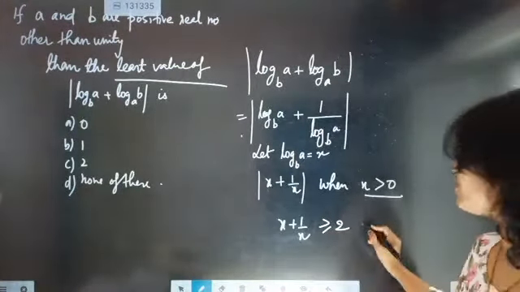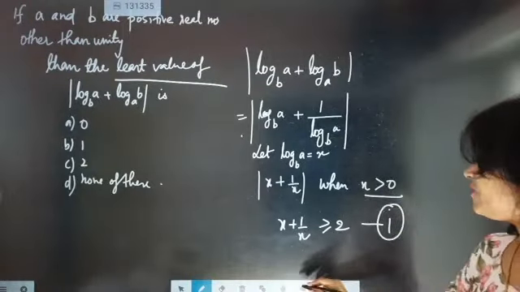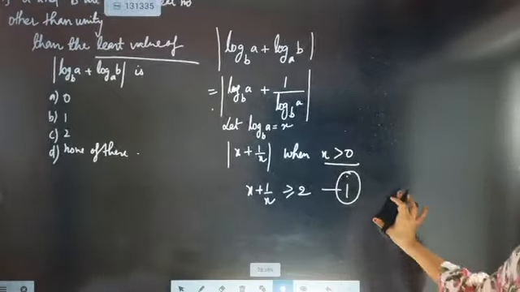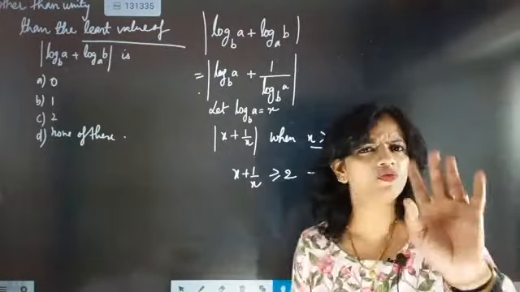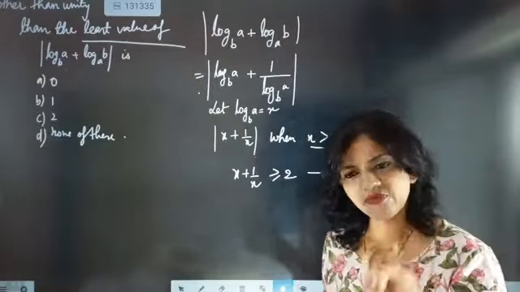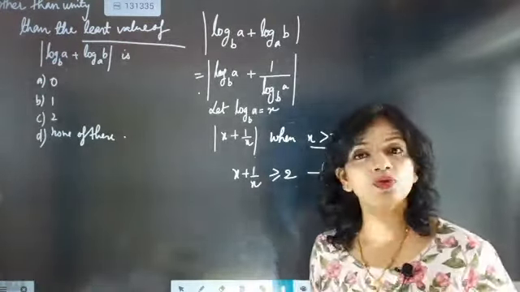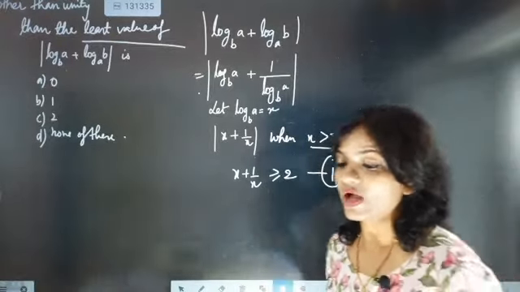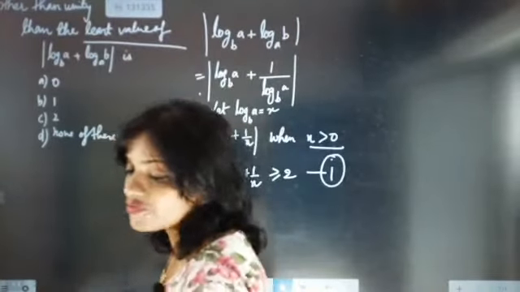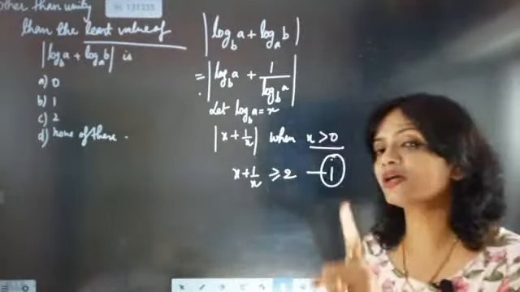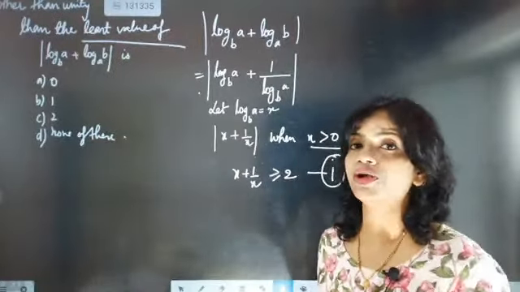So whatever value of x you take, the minimum value of x plus 1 by x will be either equal to 2 or greater than 2. Either it will be restricting itself to 2 or greater than 2, beta. This is a very important point to remember.